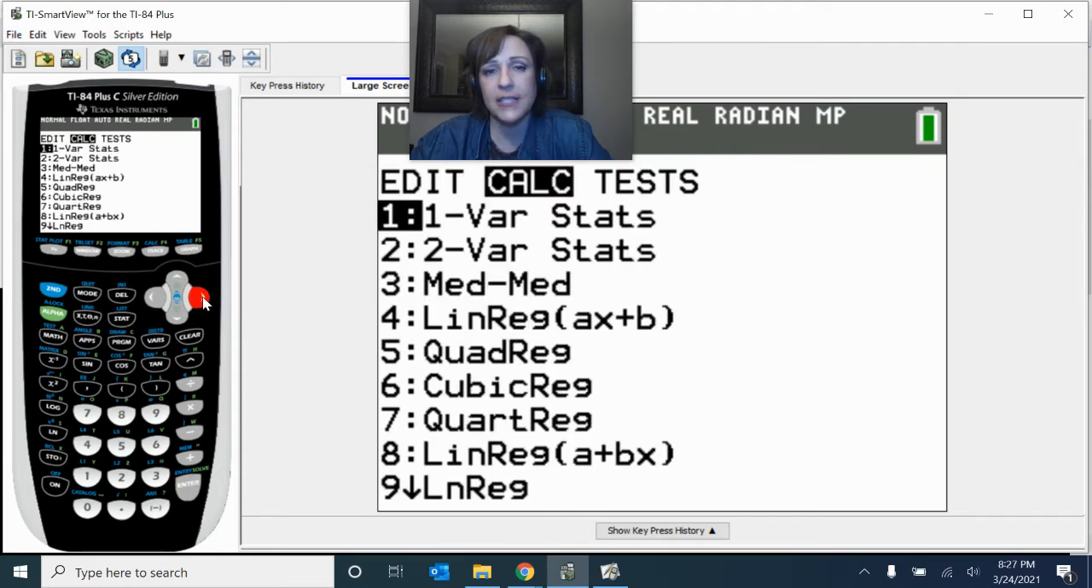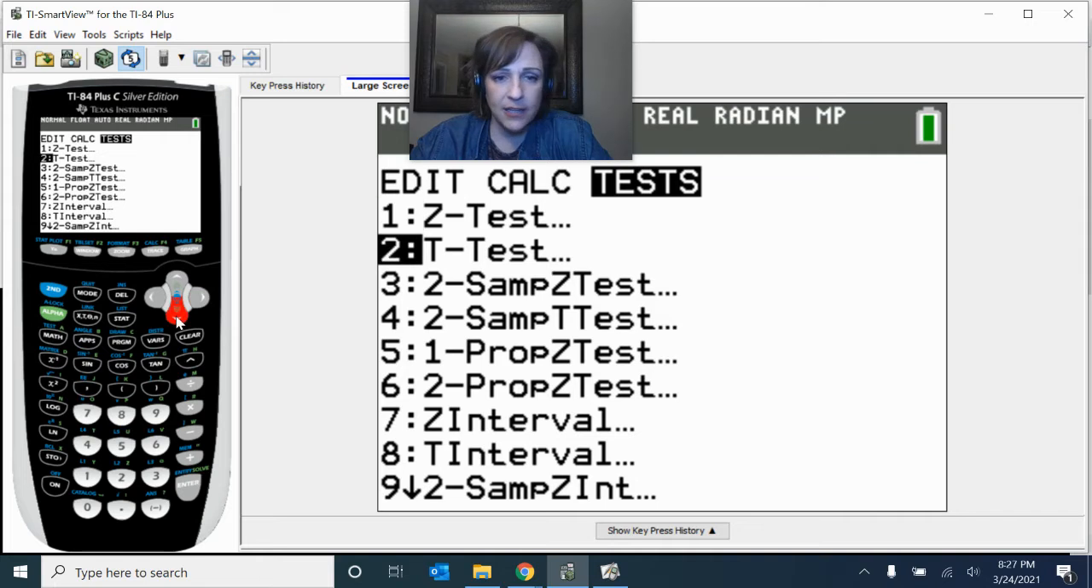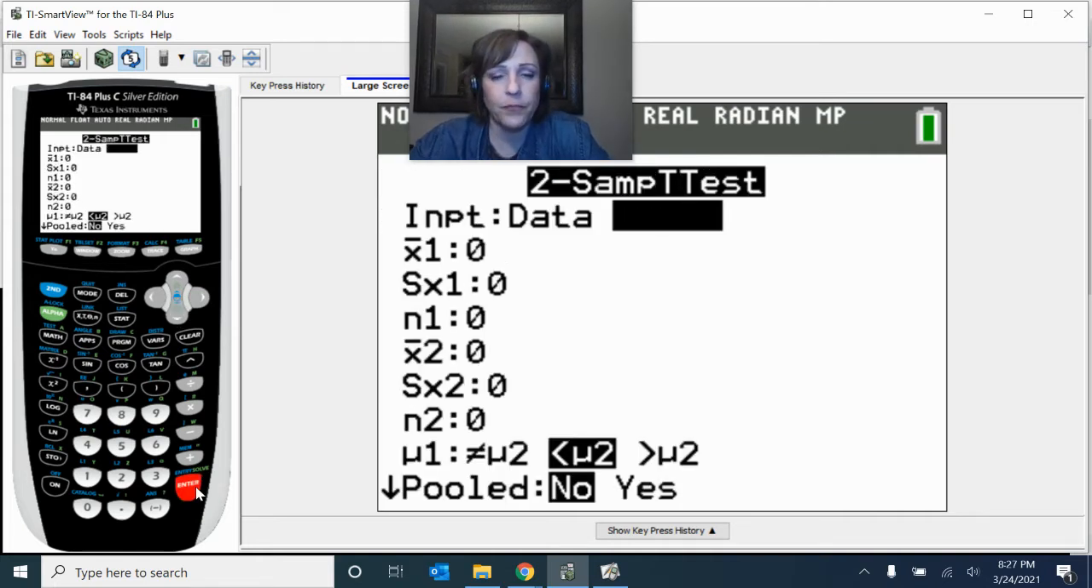STAT, over to TESTS, go down to number 4. Okay, here we go. X bar, that's our sample mean. Sx, sample standard deviation. T, not Z. If we're using that sample standard deviation, then we're doing the T. So this is what we want: 2-sample t-test, because we have sample standard deviation. So let's go put our information in.